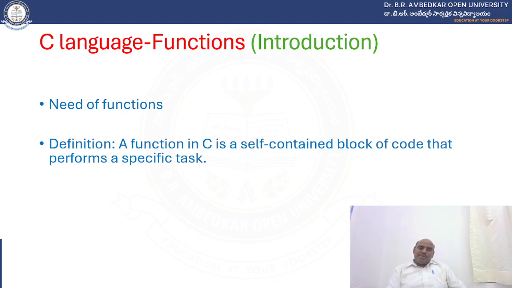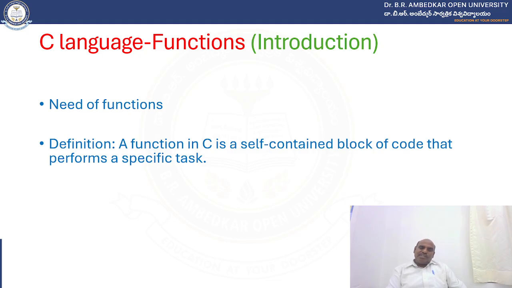For example, if the program is big, say 1,000 lines, writing it is very difficult. Identifying errors is also very difficult, and modifying the code is also difficult. To overcome these problems, we are using functions. Why we are using functions, that is the need.